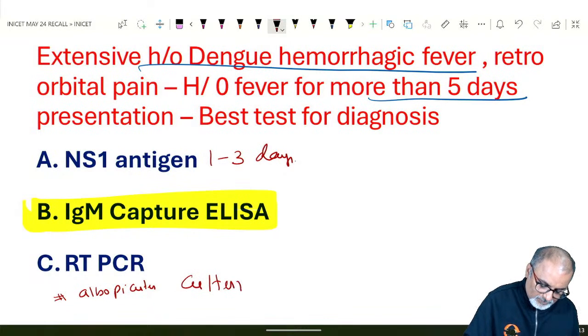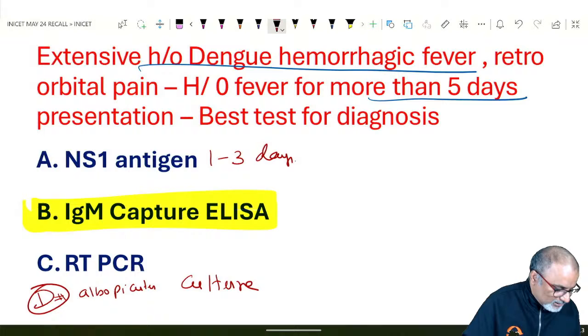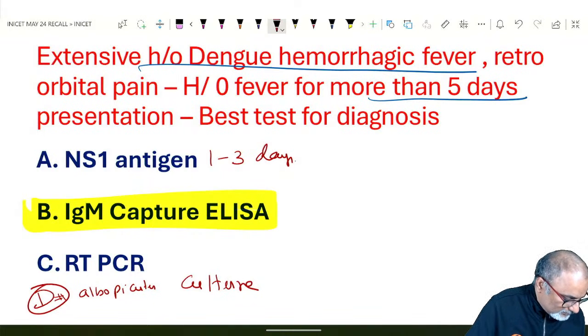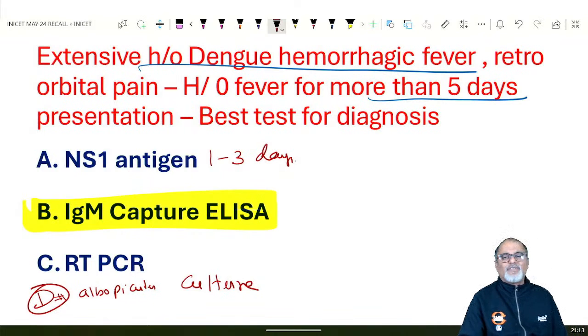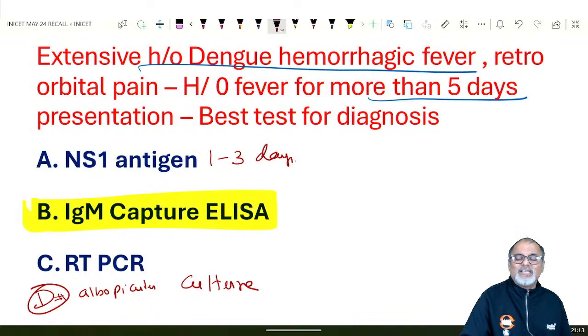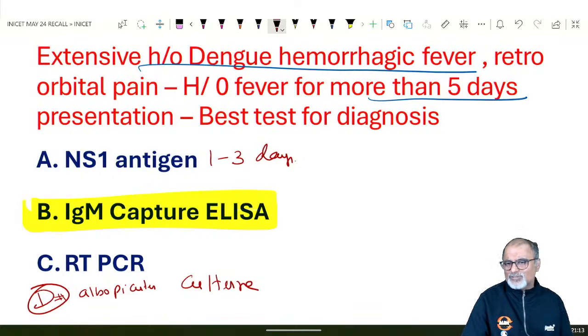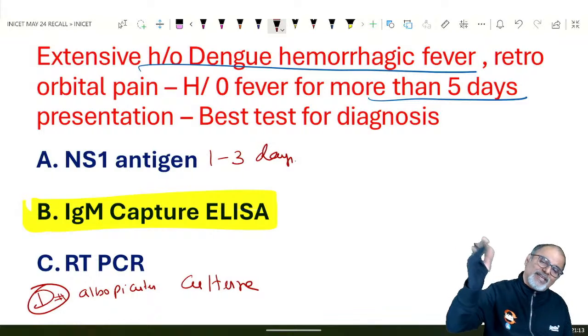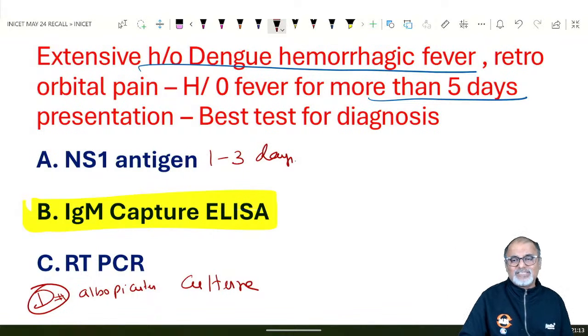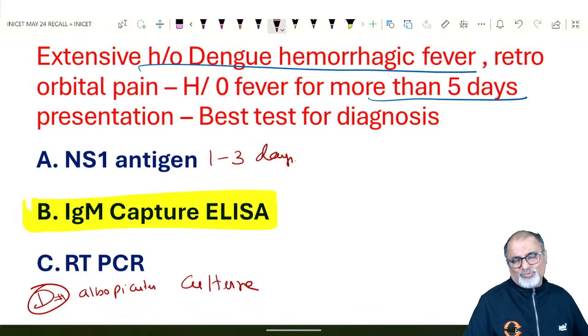Culture, option D. I put viral culture, not more than 5 days. That confusion is there, don't worry. Even within 5 days, the best is IgM capture ELISA. On the 5th day, IgM capture ELISA is good. But for NS1 antigen, the final limit will be the 5th day. 3 days is best. You can take up to the 5th day, but on the 5th day the sensitivity will be very low.